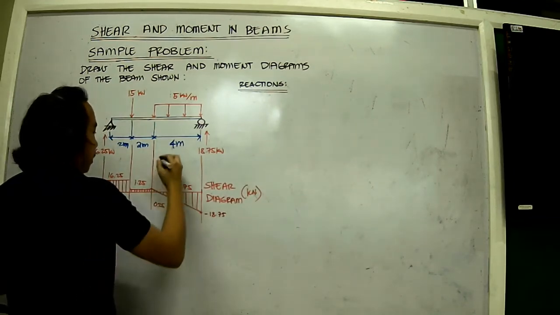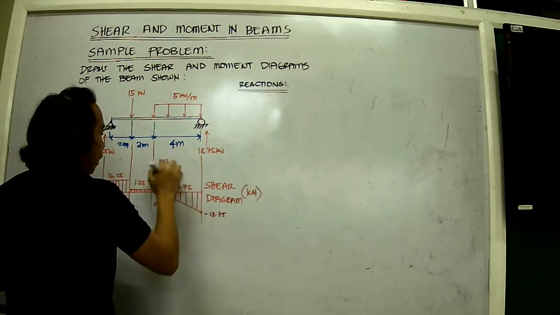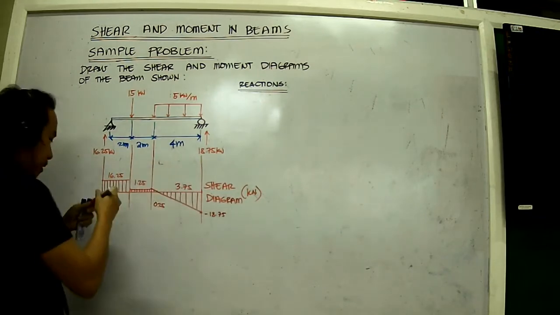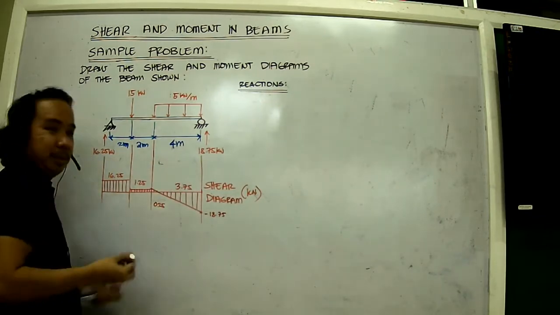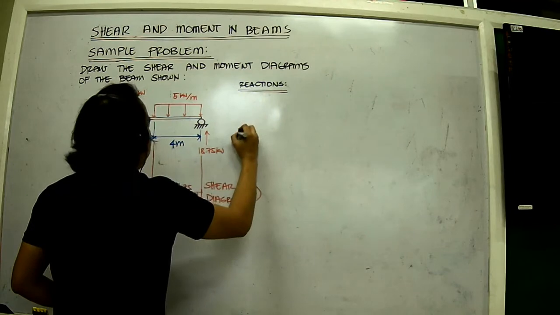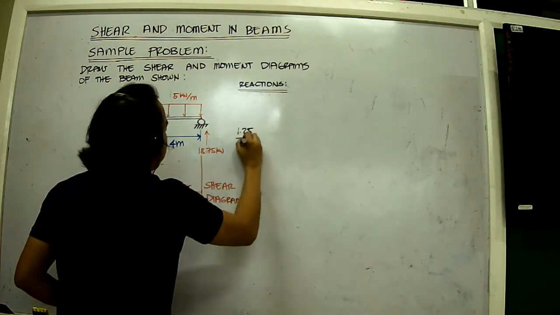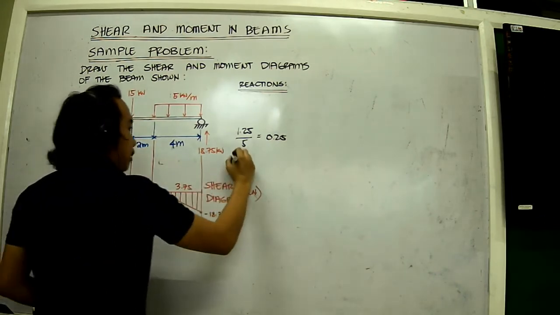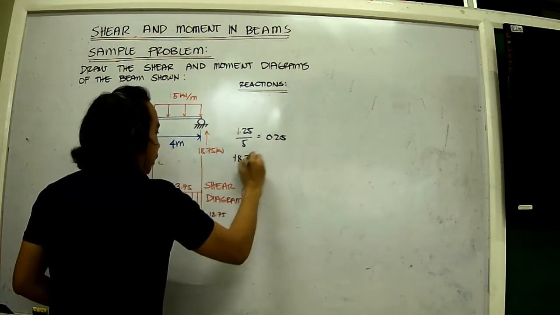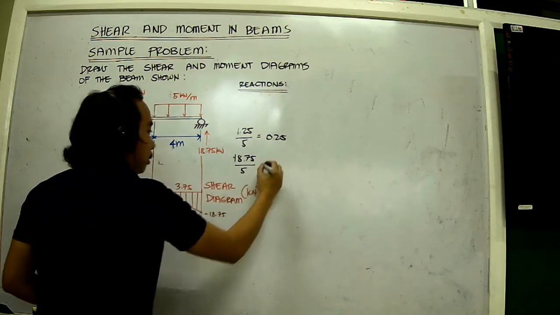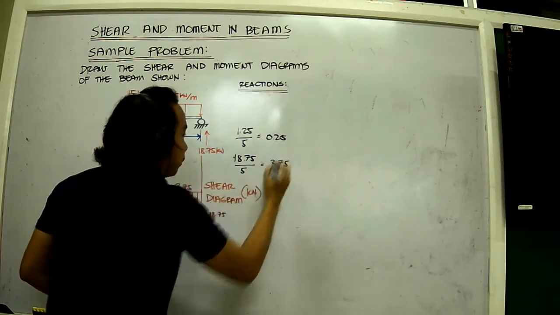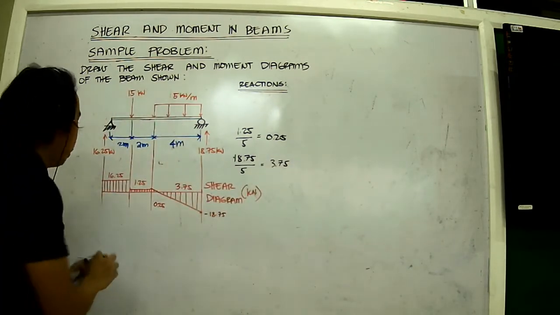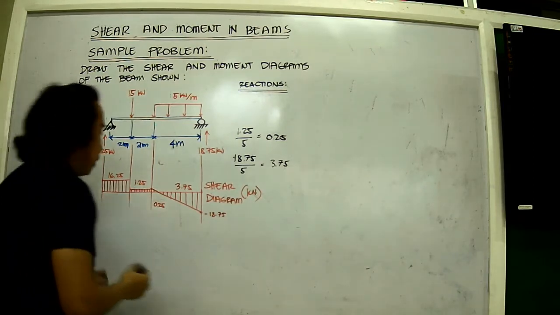0.25 comes from 1.25 divided by 5. I'll write it here so you can take note: 1.25 divided by 5 is 0.25, and 18.75 divided by 5 is equal to 3.75. Okay? So those will be some of the magic numbers.